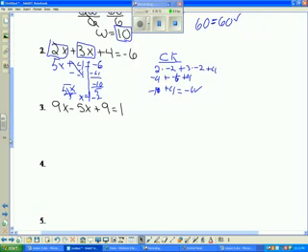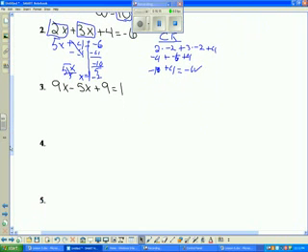Let's have Miss Robinson come up and do number 3 for us, please.